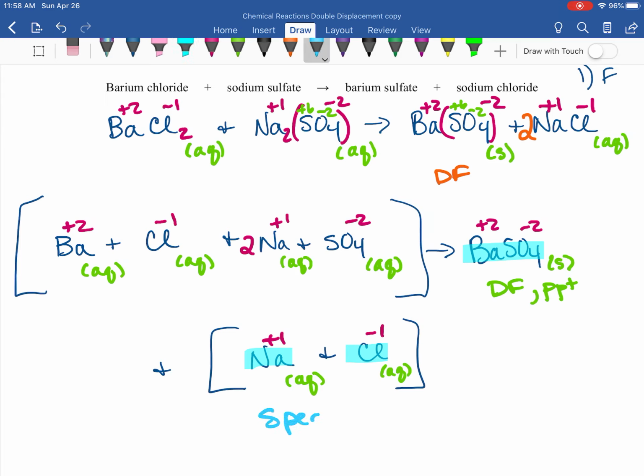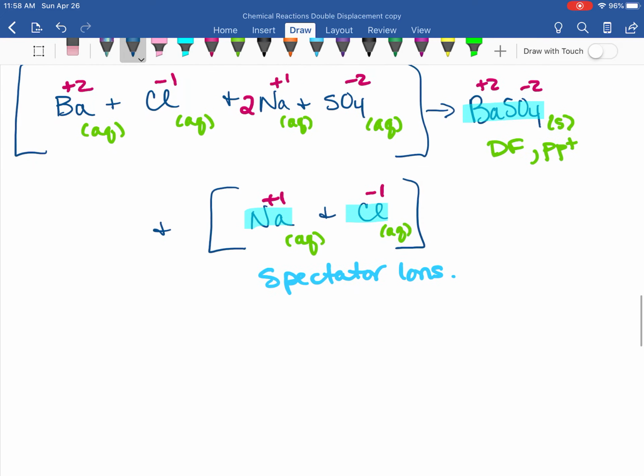So why do we care? Well, if you're doing this reaction in the lab, you're going to isolate the barium sulfate, you're going to filter it, and then in your waste is going to be your sodium chloride. Those are your spectator ions, those are your floaters.